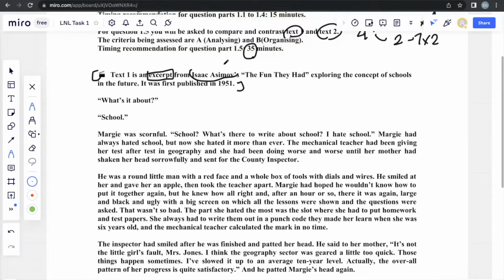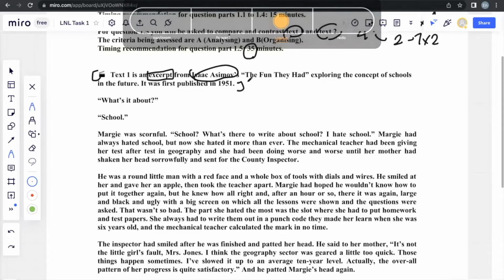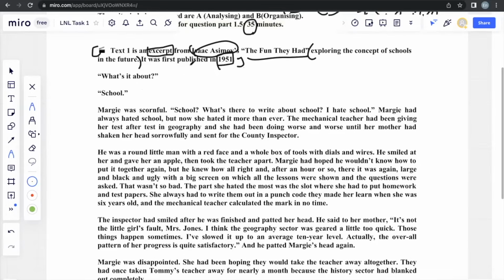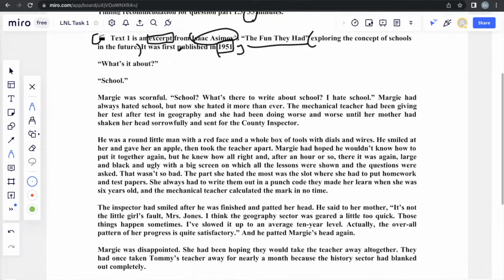So this is the author. The Fun They Had is the title of the text, exploring the concept of schools in the future. This is basically a short summary of what the text is going to talk about. It was first published in 1951, and this is the published date. So you actually get a lot of information just from this. It's good to keep an eye out for these things because they're very important.